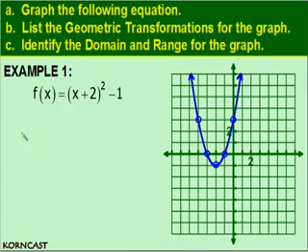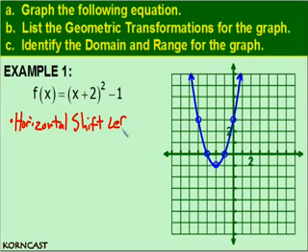Now the geometric transformations. I know that because of the x plus 2, I have a horizontal shift left 2. And the -1 tells me a vertical shift down 1.